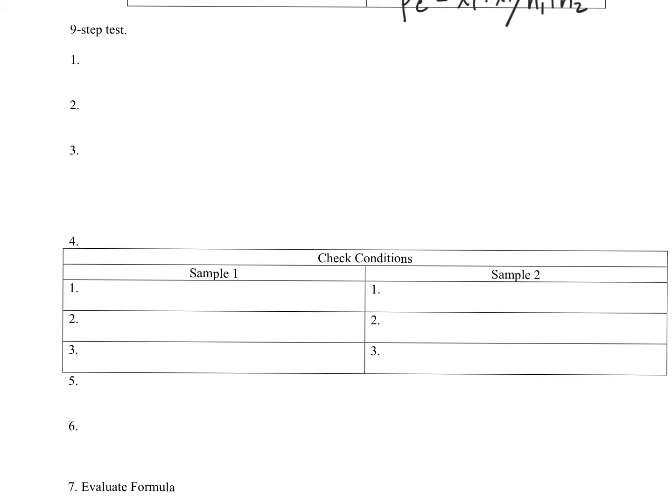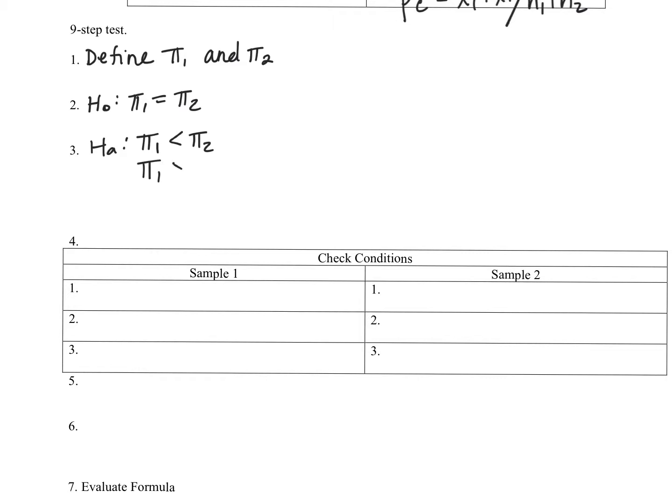Step 1, since this is a 2-sample proportion test, we're going to define our parameters that we're estimating, which is pi 1 and pi 2. This is going to feel really familiar to the last couple of days. The null is that they can be equal, and the alternate is as it's been. Either the proportions can be less, one can be greater, or they can not be equal.